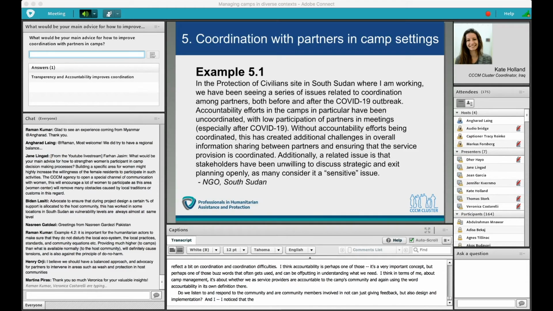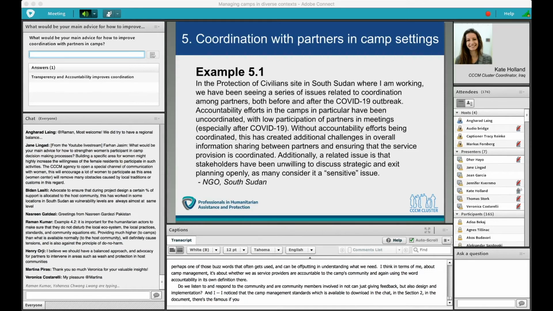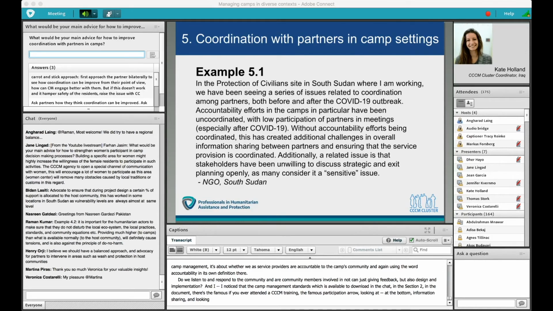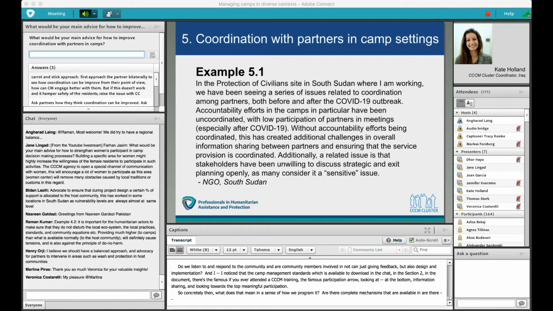I noticed that the version of the camp management standards, which is available to download in the chat, has in section 2 the famous participation arrow, if you've ever attended a CCCM training, looking at the bottom at information sharing, and towards the top at meaningful participation. So concretely, what does that mean in a camp in terms of how we program? Are there complaints and feedback mechanisms available? What's the communication with communities like? Are people able to raise issues and receive feedback on that? And what community participation mechanisms are there?